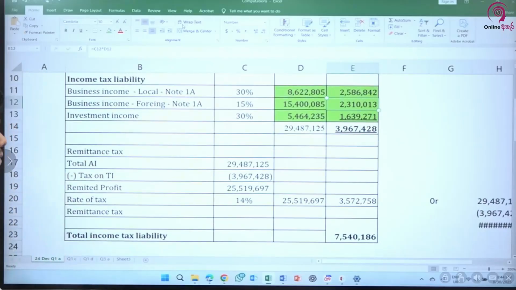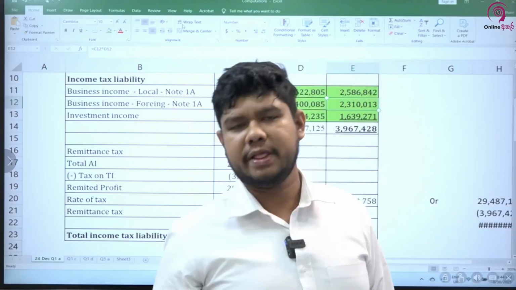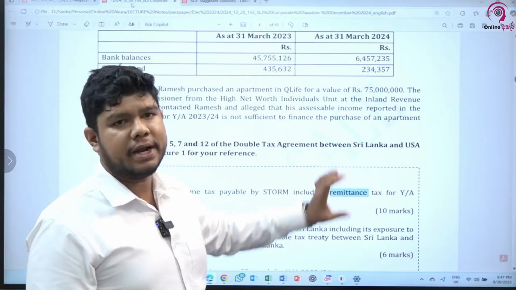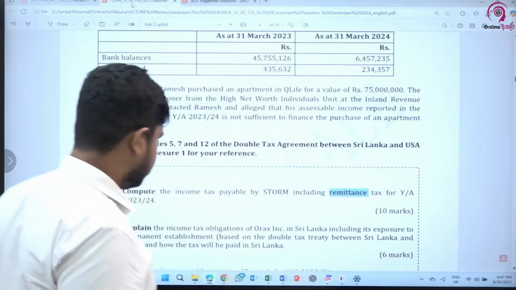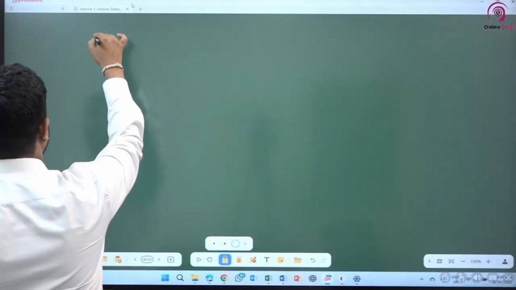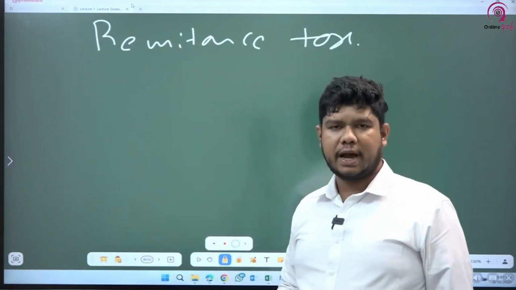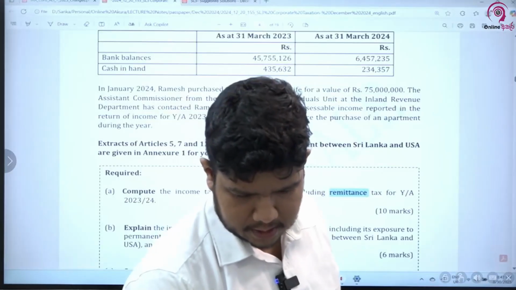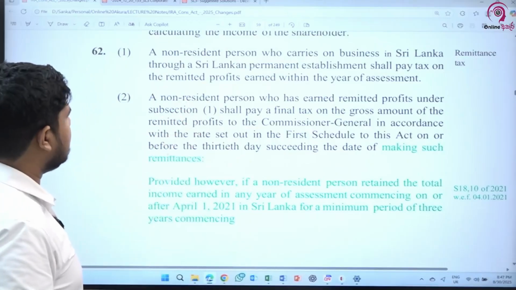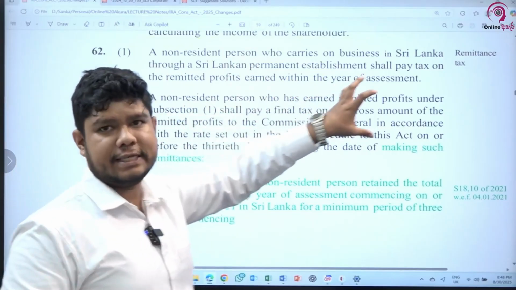Gross tax liability. Now, next important thing, is that the only liability that you are having? See, students, in our question, they are asking to compute the income tax payment including remittance tax. Now, what is this remittance tax, students? Let's understand it. Remittance tax, right? Students, it comes under section 62, right? Section 62: a non-resident person who carries on business in Sri Lanka through a Sri Lankan permanent establishment shall pay tax on the remitted profit earned within the year of assessment. Remitted profit, right?